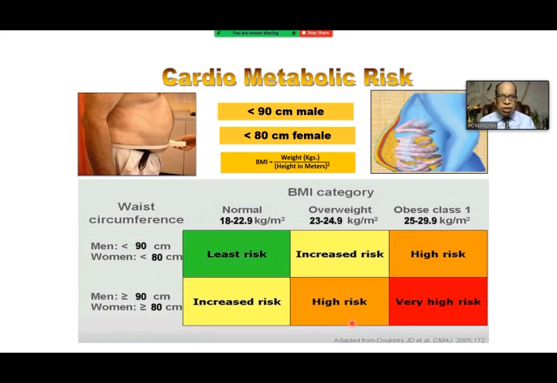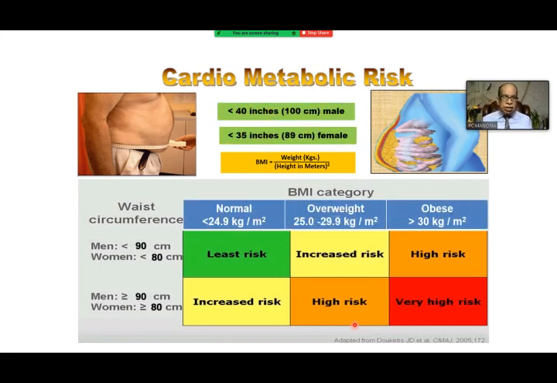Now, these are the figures for the Indian context. As you can see here, in the Indian context, the normal waistline has to be less than 90 centimeters in males and less than 80 centimeters in females, and the BMI for the Indians is 18 to 22.9 kg per square meter. Now, if an individual has a normal waistline and a normal BMI, the cardiometabolic risk is least. But even with a normal waistline, if he is overweight or he is obese, the cardiometabolic risk increases. On the other hand, if to begin with the waistline is increased, then he has increased risk even with a normal BMI, and as the BMI increases, the risk becomes progressively higher.